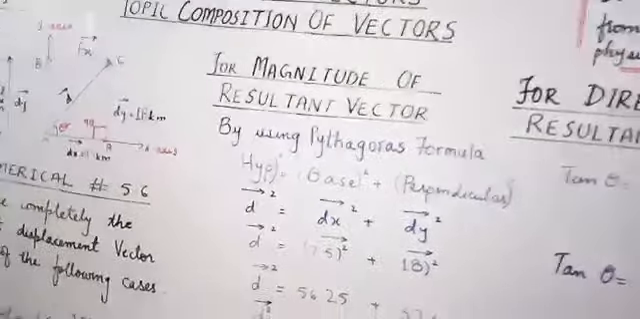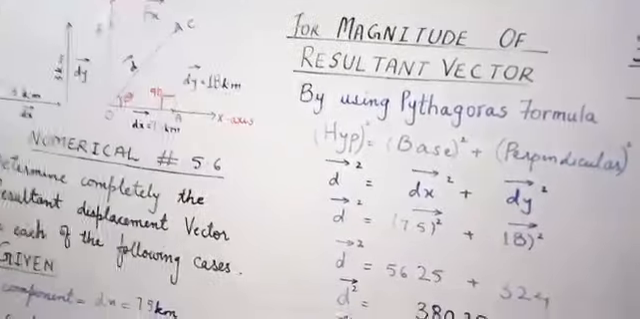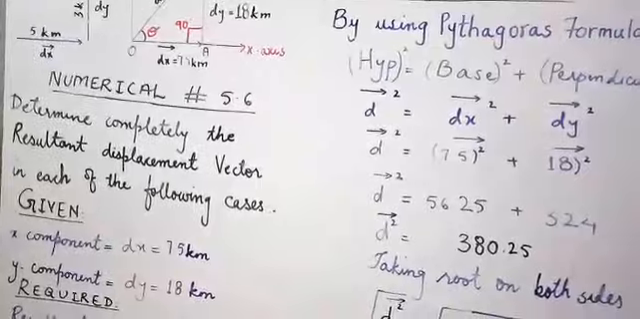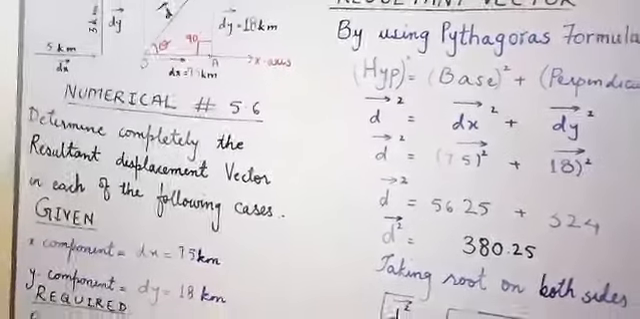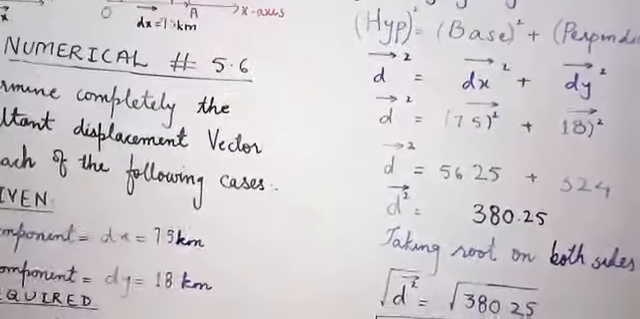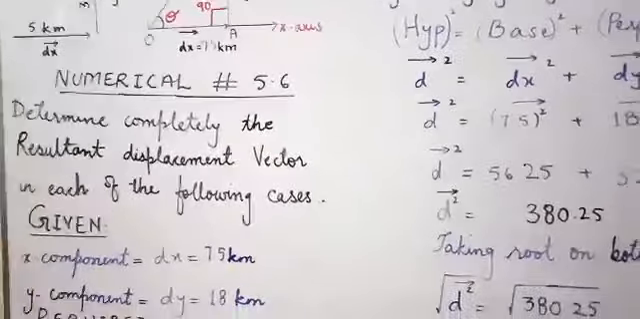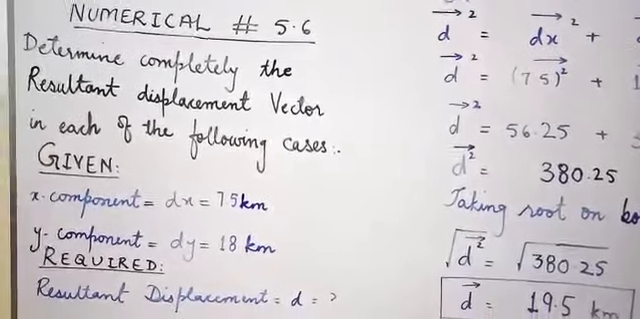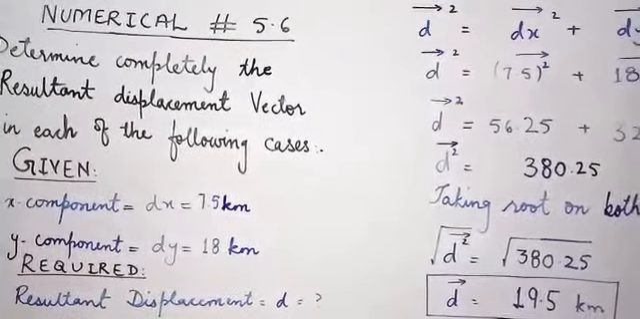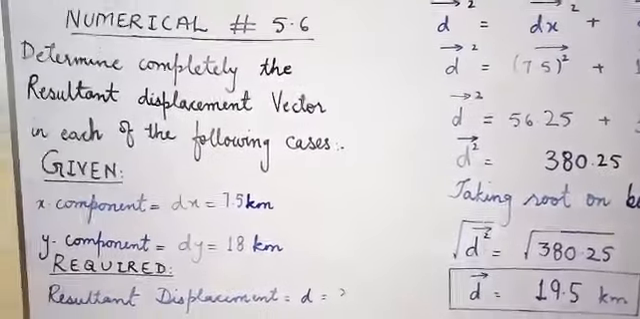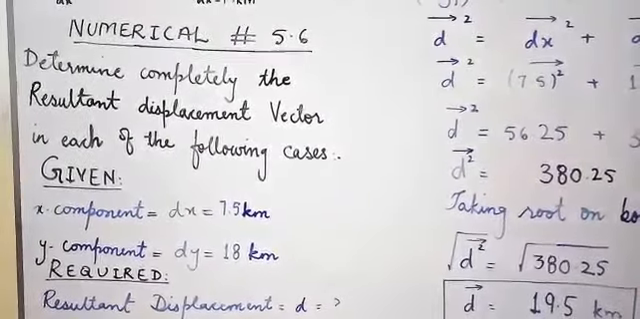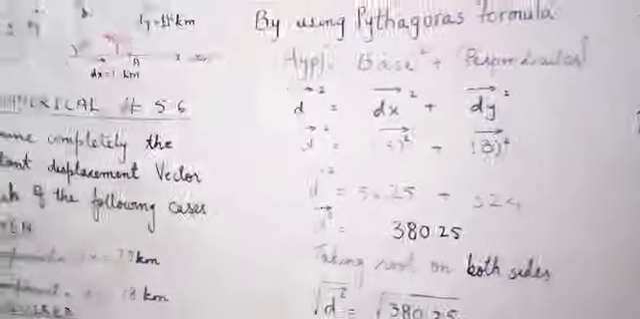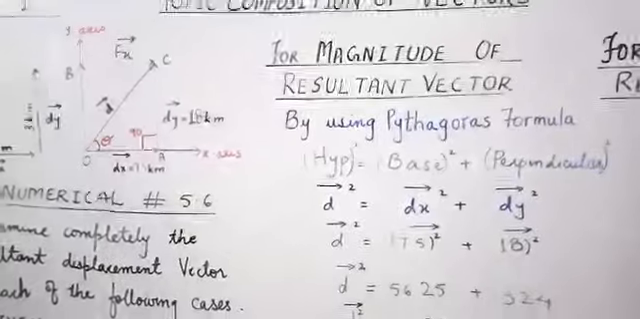We were on numerical 5.6 and I told you that there are 3 parts of this question. The first part we solved in the previous lecture and now we are going to solve the second part. It says: determine completely the resultant displacement vector in each of the following cases. The second case is where the x component is equal to 7.5 kilometers and the y component is equal to 18 kilometers, and we have to find the resultant displacement. The same methodology, the same formula, but the figure is a little bit changed.